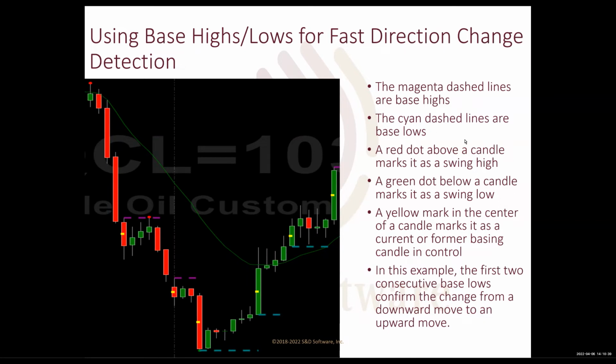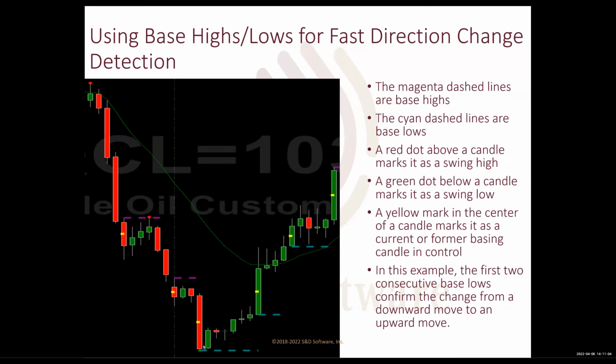So let's use our base highs and lows to try to give us a faster indication of a change in direction. So in this particular snippet of a chart here, we have our swing highs marked by dots over the candles, the red dots, and swing lows are marked by green dots.